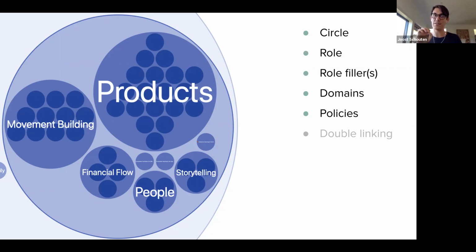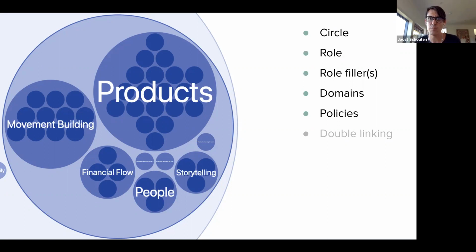Lastly, I highlighted double linking in gray because I'm a big fan of it, and I think it's a very important part of self-organization. I'm not quite sure if I want to dabble on that too much, but we don't do it currently. Double linking means that we have somebody accountable for a circle, but we also have a representative there for the information flow outward, higher up into the purpose hierarchy.